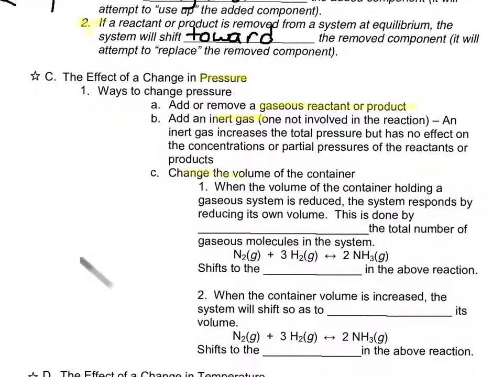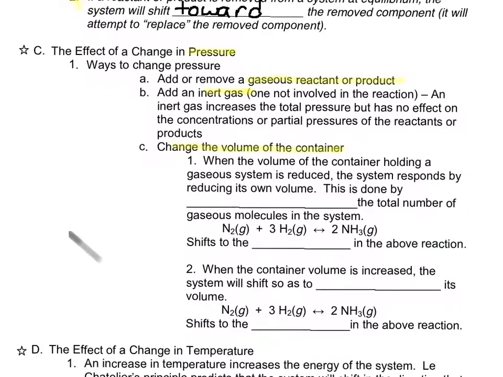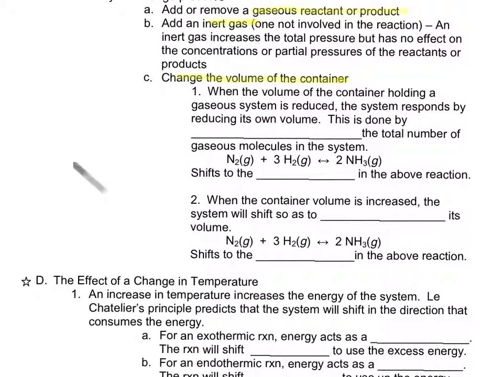Of course, you can change the volume of the container, and that's going to change the pressure. Decreasing the volume is going to increase the pressure. So let's see how pressure changes affect the system. When you have a container and you change the pressure, like if I reduced the volume of this, then what's going to happen is the reaction is going to shift in whatever direction is going to reduce the total number of gaseous molecules in the system as well.